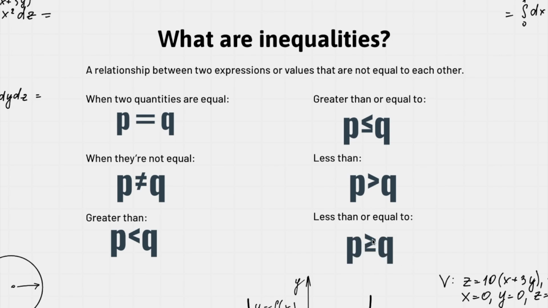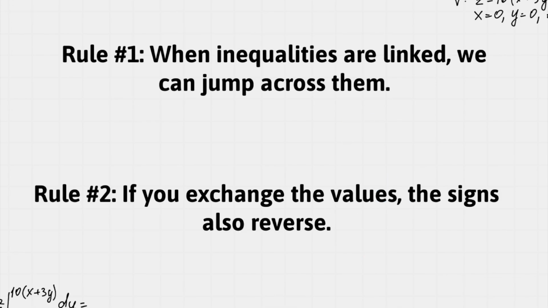So now that we have those basic signs covered, we're gonna see some rules of the inequalities. Basically, rule number one, the easiest one, is that when inequalities are linked, we can jump across them. Here's an example: if A is less than B and B is less than C, we can jump B and go straight to A is less than C, so it's easier to solve.